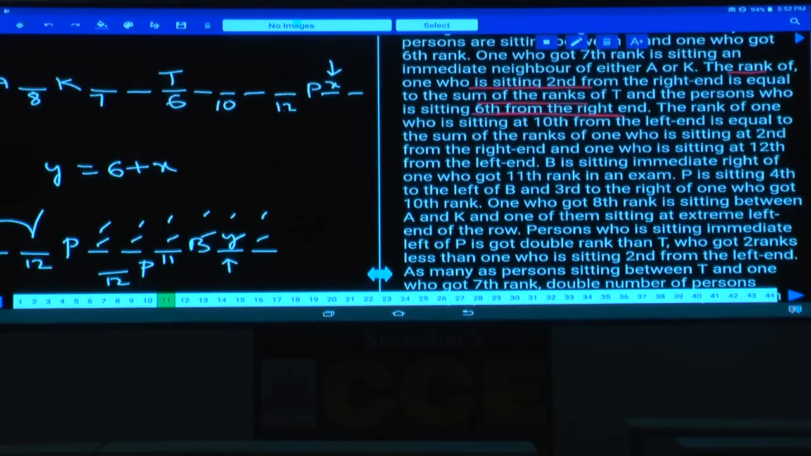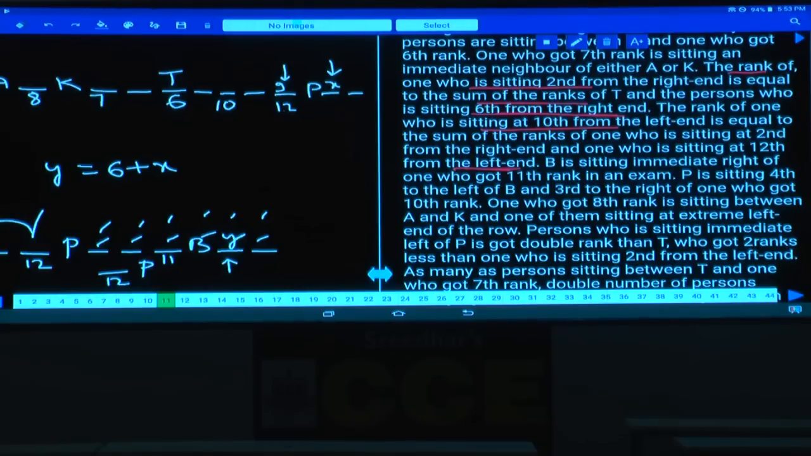The rank of the one who is seated 10th from the left hand, 3, 4, 5, 6, 7, 8, 9, 10. Now the 10th from the left hand means this person is equal to the sum of the ranks of those seated second from the right hand and 12th from the left hand. Now here we are talking about this person. Let us take this person as G, isn't it? Now this G, the rank of the one who is seated 10th from the left hand, is equal to the sum of the ranks of the one seated second from the right hand and the one 12th from the left hand.